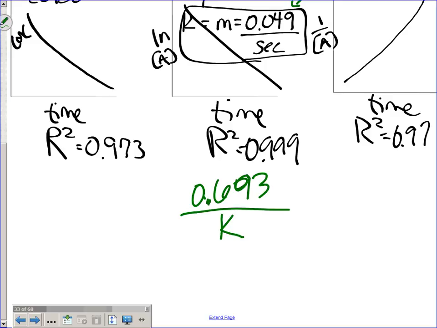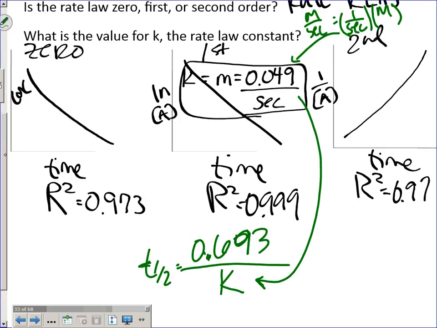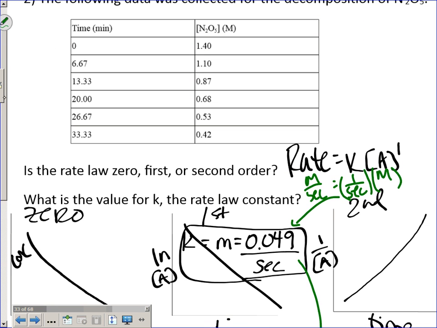Over K. No concentration, right? If I had to find the half-life of this, I could do it by plugging in 0.693 over the K value itself, and I could find the half-life. Or I could actually plot the data in a concentration versus time graph, look at it, and find the half-life. Definitely could. You also could look up here.